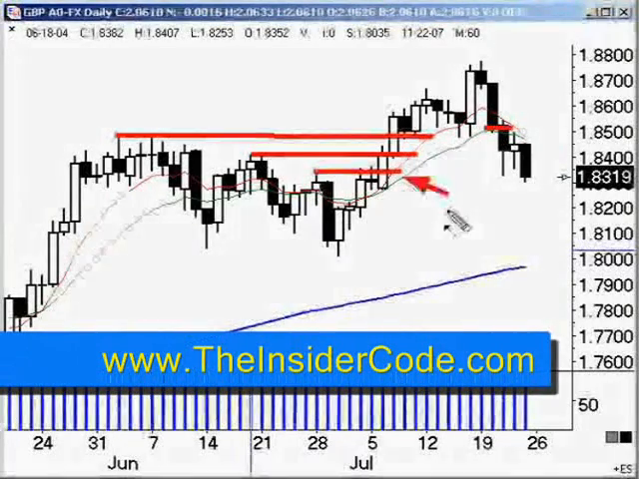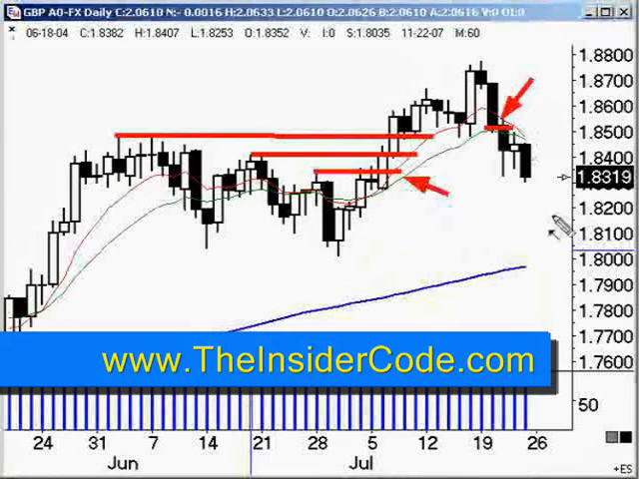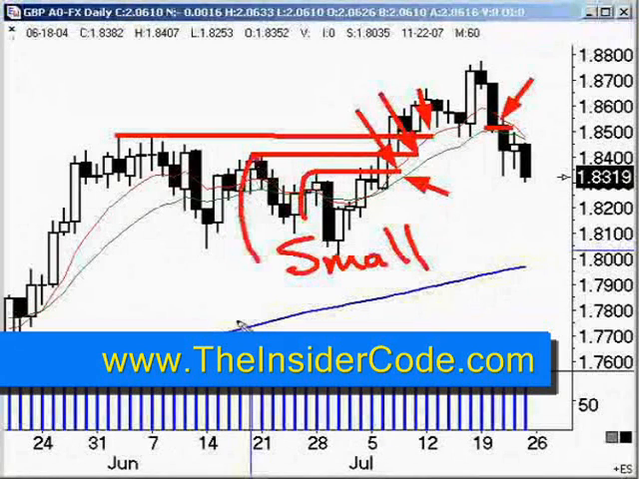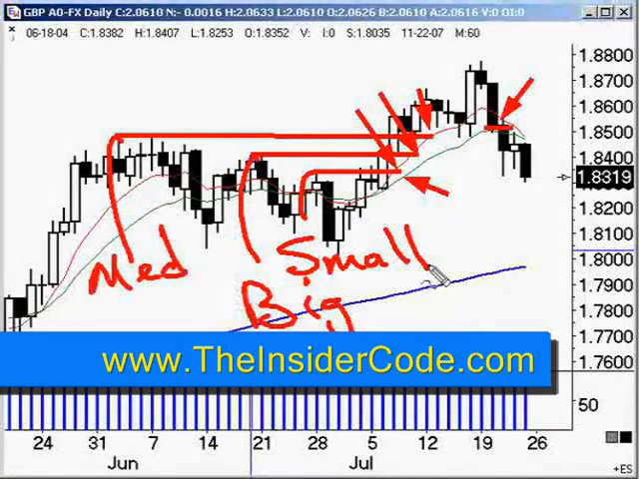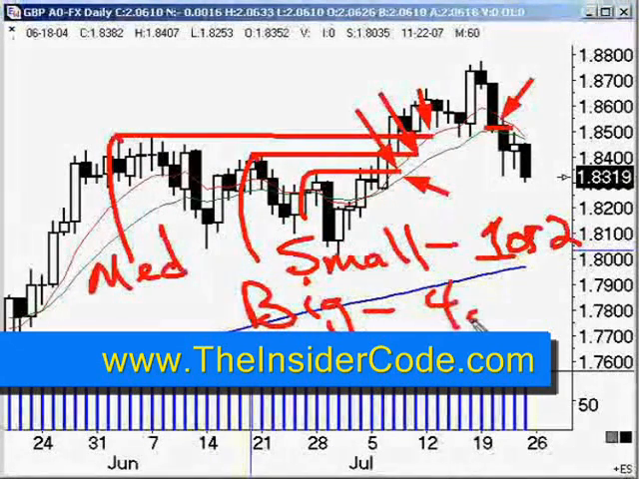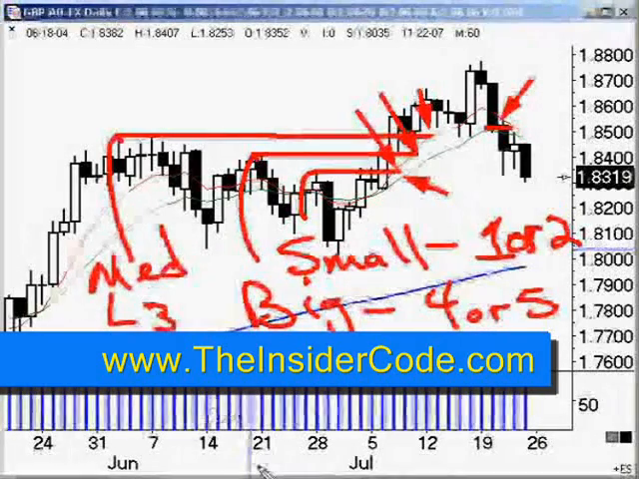The first trade was 8,300, call it 8,320, and stopped out finally at 8,500. So this last position was about break even. 2 positions had profit. So this one would be small, this one would be big, and this one would be medium. So we might have 1 or 2. This one might be 4 or 5. This one might be 3.